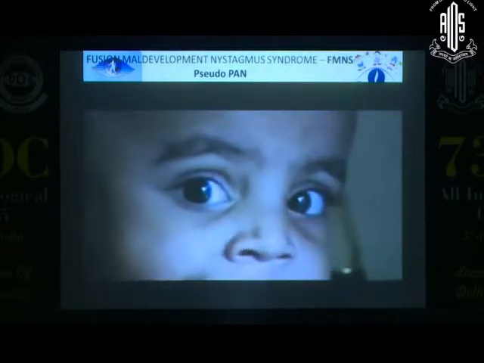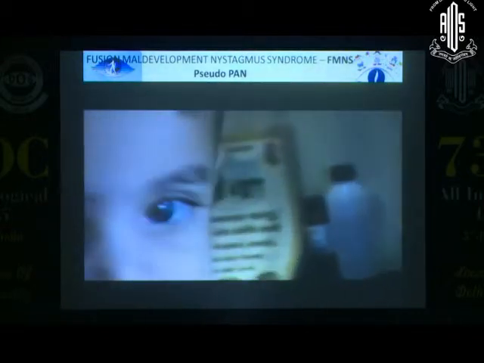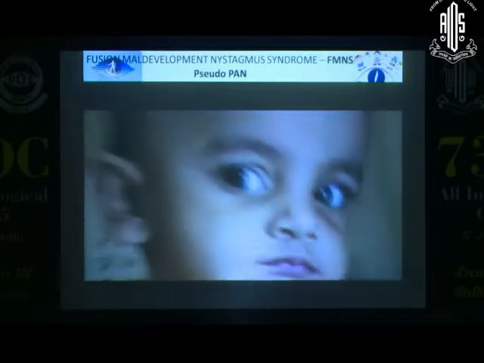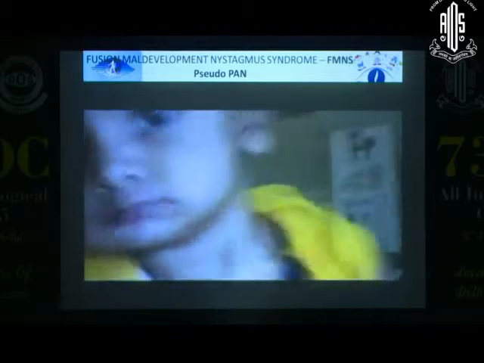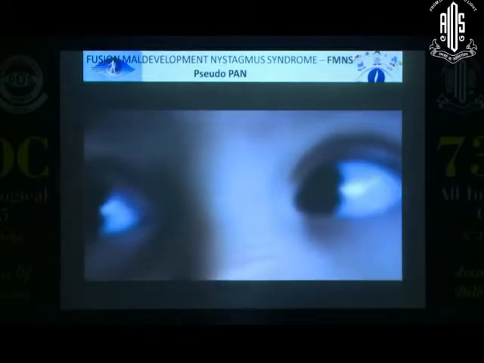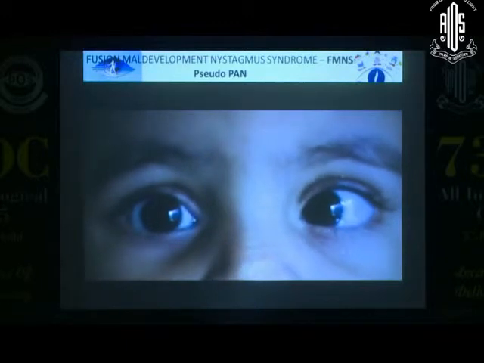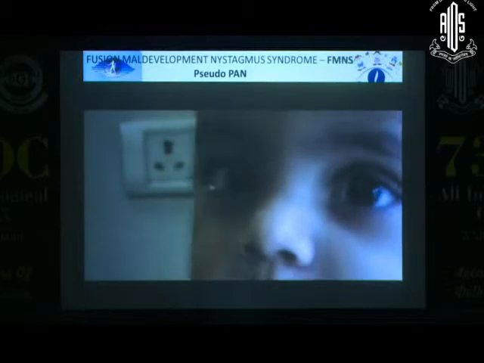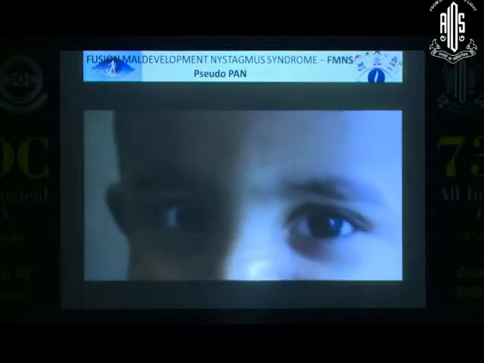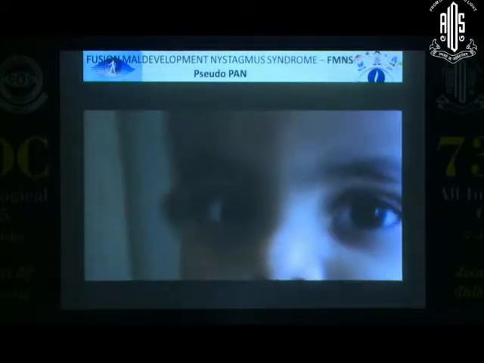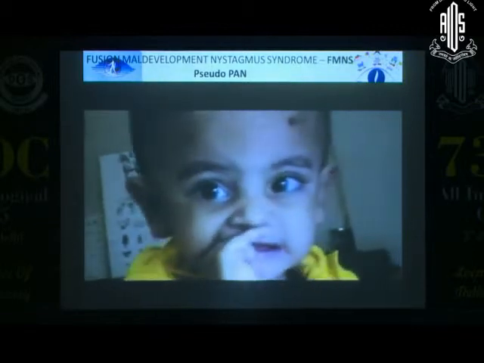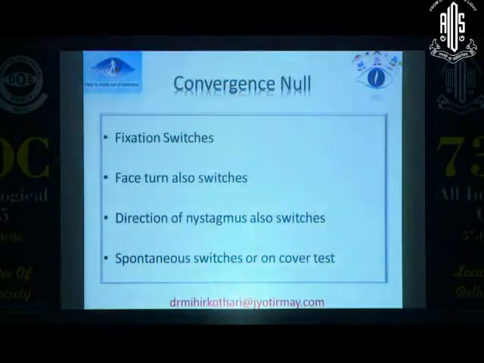This is the child where, as you see over here, the child fixates in adduction with the left eye, face turned to the left side, and when there is a spontaneous fixation switch to the right side, this is not a typical periodic alternating nystagmus where there is a typical or uniform periodicity, but aperiodically the child switches the fixation from one eye to the other eye. Unless you do a cover test on them, you may not be able to identify that these patients actually have fusion maldevelopment nystagmus syndrome and are changing the fixation.